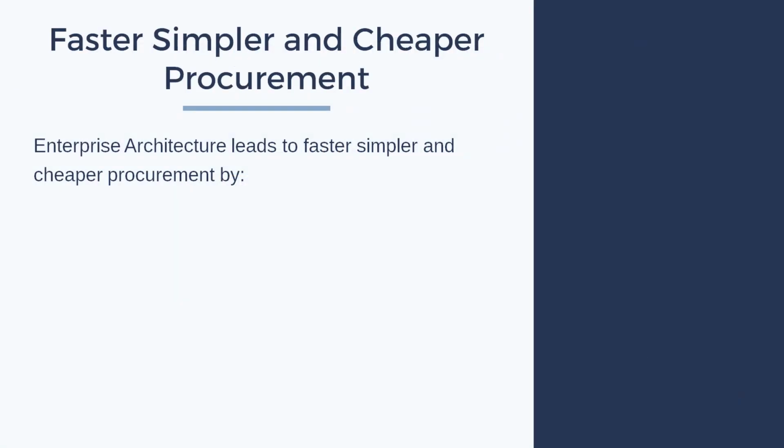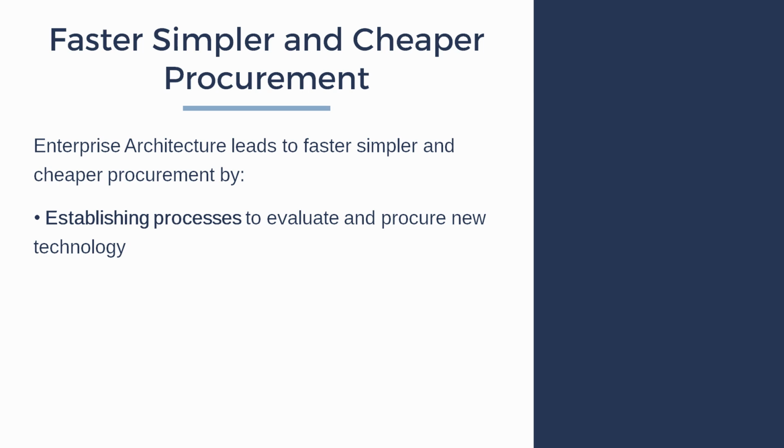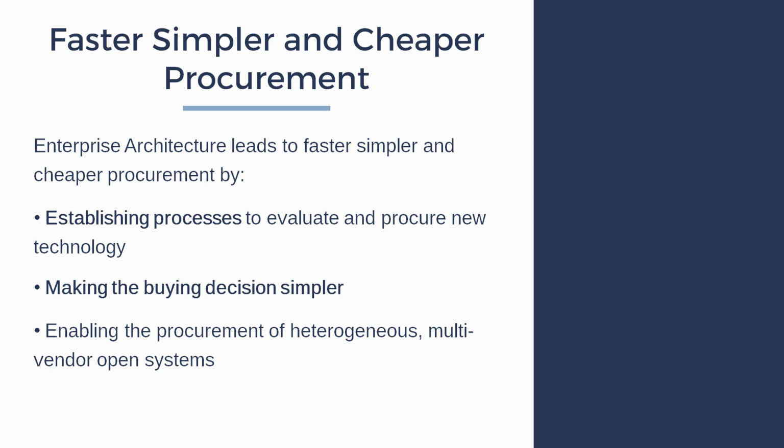Enterprise architecture leads to faster, simpler and cheaper procurement by establishing processes to evaluate and procure new technology, making the buy-in decision simpler, making it easier to upgrade or exchange system components, enabling the procurement of heterogeneous multi-vendor open systems, and securing more cost-effective capabilities.